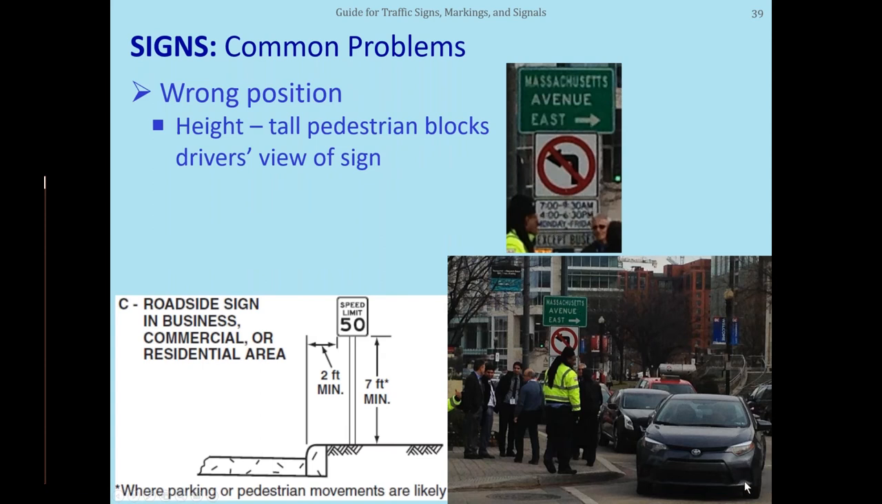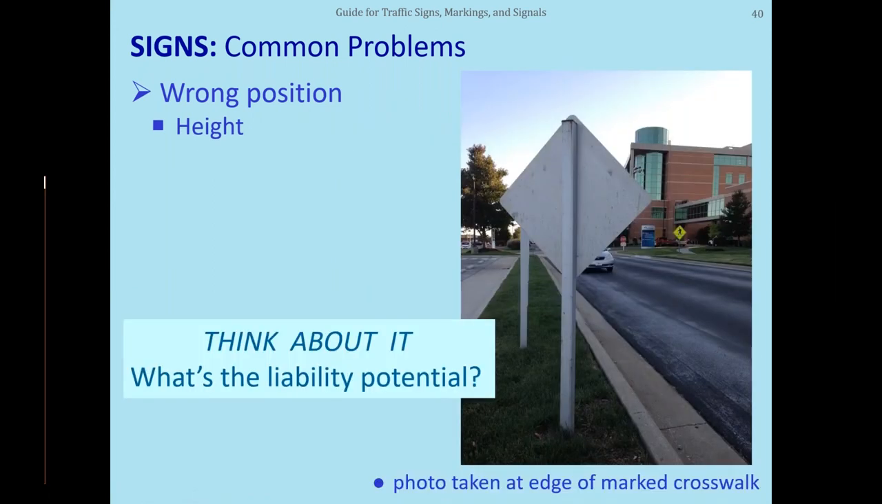So if you're across the intersection, you think you got a no left turn, but actually what you got is no left only during the morning and evening rush hours. Again, they put the sign too low. It looks like they could have easily put it higher and have made the sign adequately visible to oncoming traffic. Another example of wrong position.